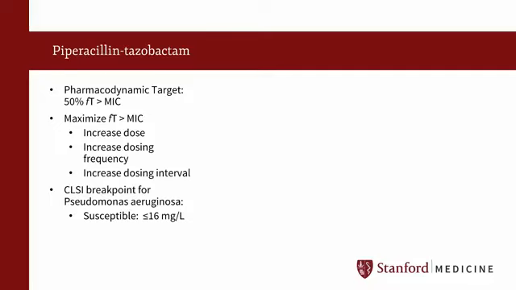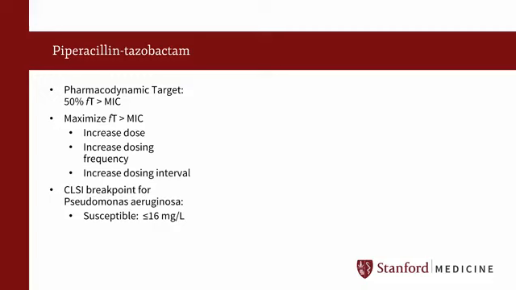In the setting of healthcare-associated infections, it is critical to select an agent and regimen that has a high probability of achieving the pharmacodynamic target for efficacy. For piperacillin tazobactam, its activity is optimized when free drug concentration exceeds the MIC for 50% of the dosing interval. In order to maximize time over MIC, one could either administer a higher dose, increase the dosing frequency, or increase the duration of infusion.